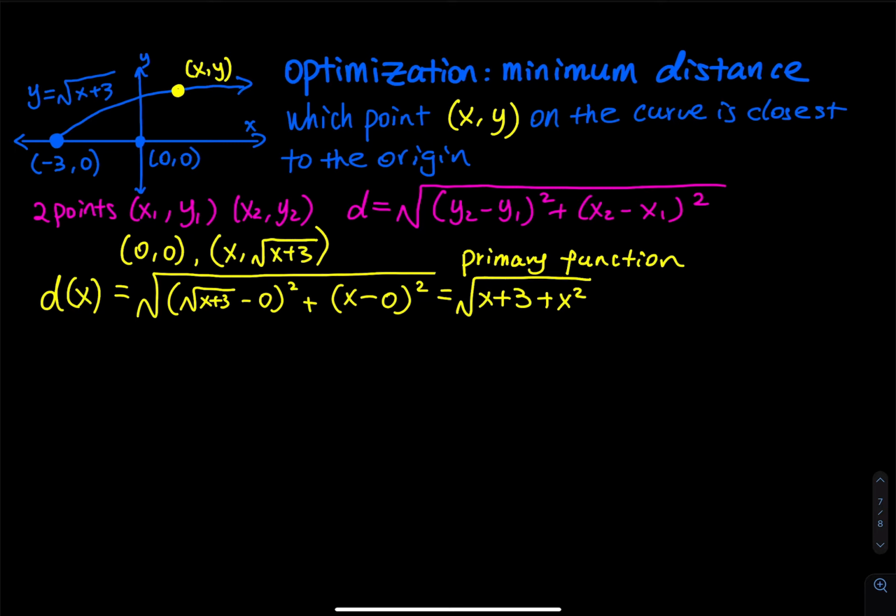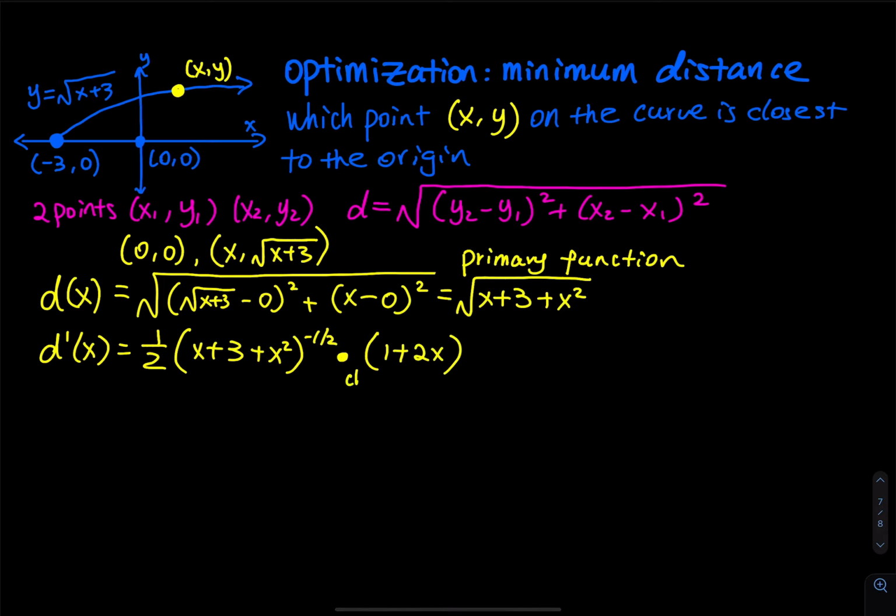All right, so you are looking for the minimum distance, so you have to take the derivative. So d prime of x equals 1/2 times x plus 3 plus x squared, to the negative 1/2. By chain rule, you take the derivative of the radicand, which is 1 plus 2x. So this is a chain rule. Let's just drop a note over there so you know what you did. And then you have to set that equal to 0, right? So set that equal to 0 for a minimum distance. So we are looking for slope decreasing, slope 0, and then slope increasing to get a minimum.